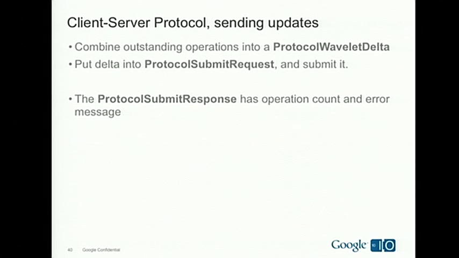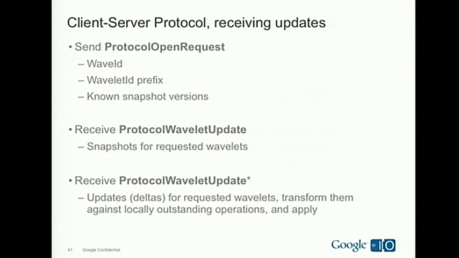So to send an update from the client to the server, the client simply combines its outstanding operations into a protocol wavelet delta, puts that delta in a protocol submit request, and sends it to the server. The server simply replies with a protocol submit response that indicates how many of the operations it sent were applied and whether there was any error. Receiving updates is slightly more complicated.